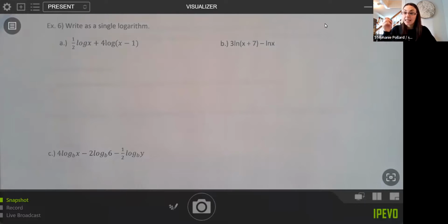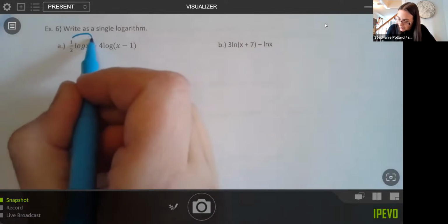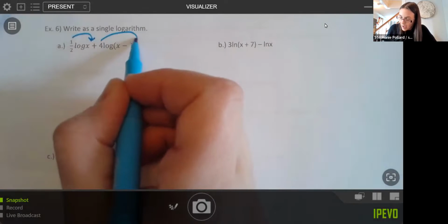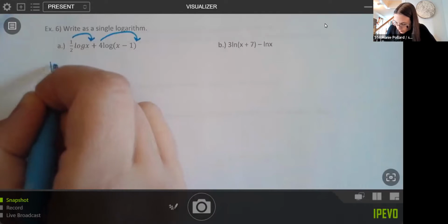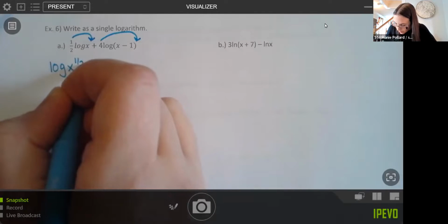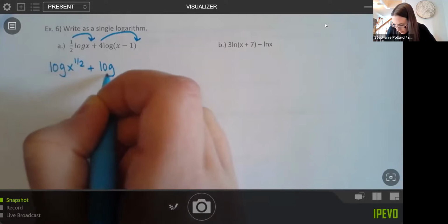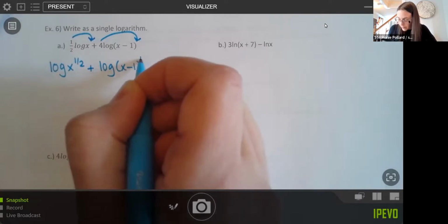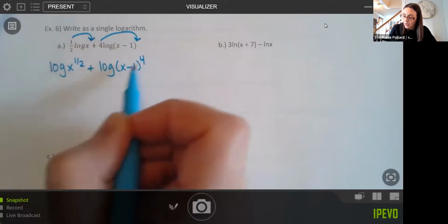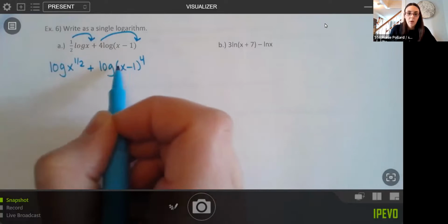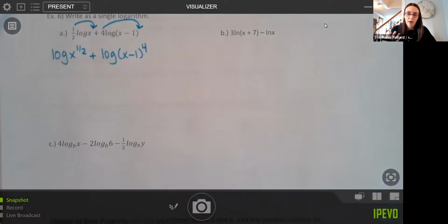Remember in the last video, we took those powers and we brought them out front. Now we're going to reverse that process. So I want to bring that power back on the x, and I want to bring that 4 power back on the x minus 1. Okay. Now, x minus 1 is in parentheses. So when I put that power back on, I'm going to make sure I clarify that 4th power is going to all the x minus 1 part.